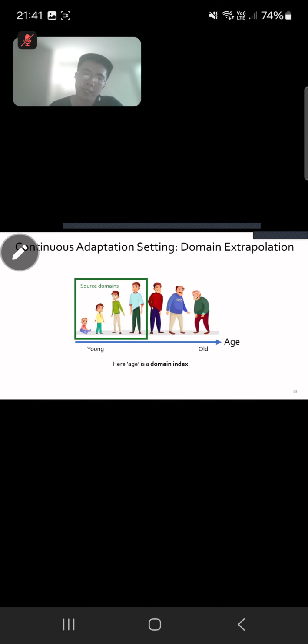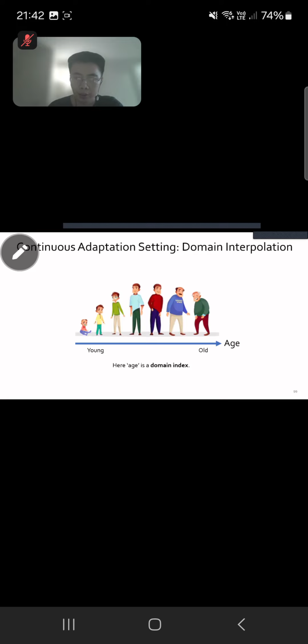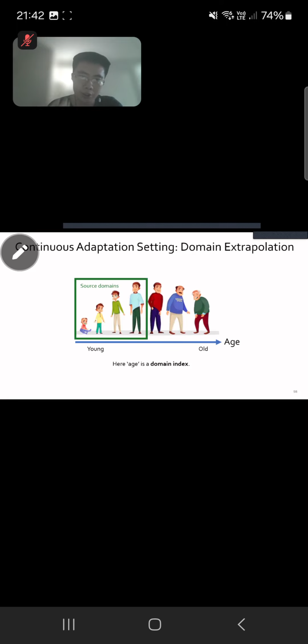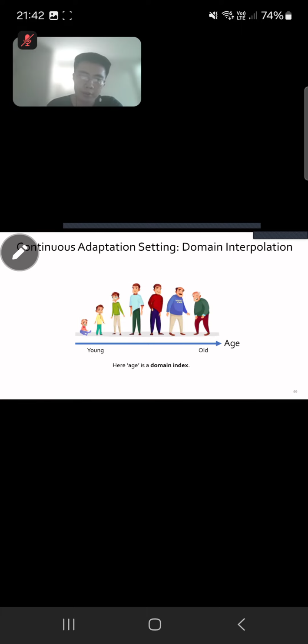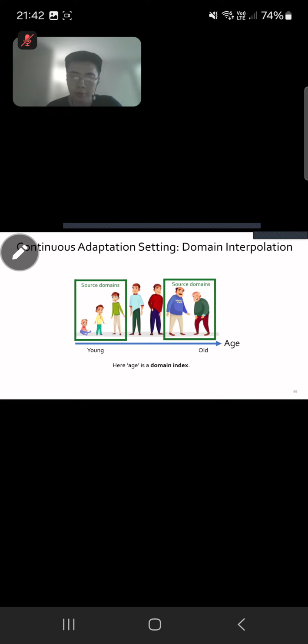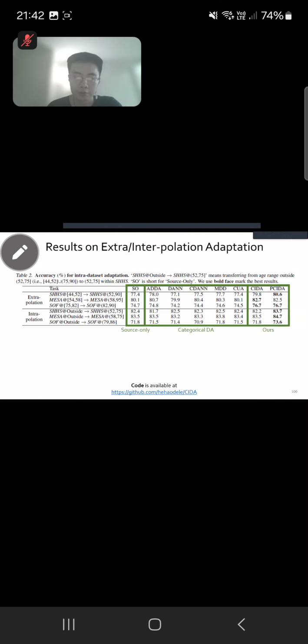For domain extrapolation, we're going to use younger patients as source domains and elder patients as target domain. For domain interpolation, we're going to use younger patients and elder patients as source domain and middle-aged patients as target domain. And these are the results for different methods.